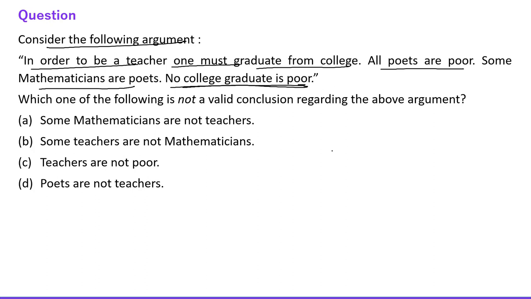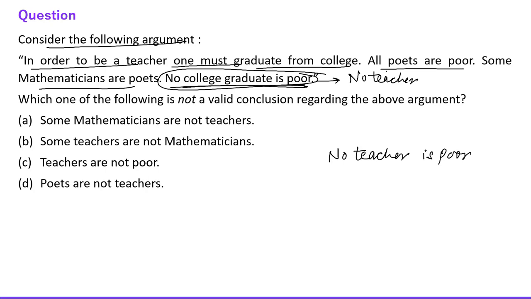I repeat. No graduate is poor, it means no teacher is poor. Why? Because to become teacher, he must be graduate. Right? So, no teacher is poor. Okay, everyone. Now, the question is saying all poets are poor. So, no teacher is poor, so it means no teacher is poet. No teacher is poet. Right?